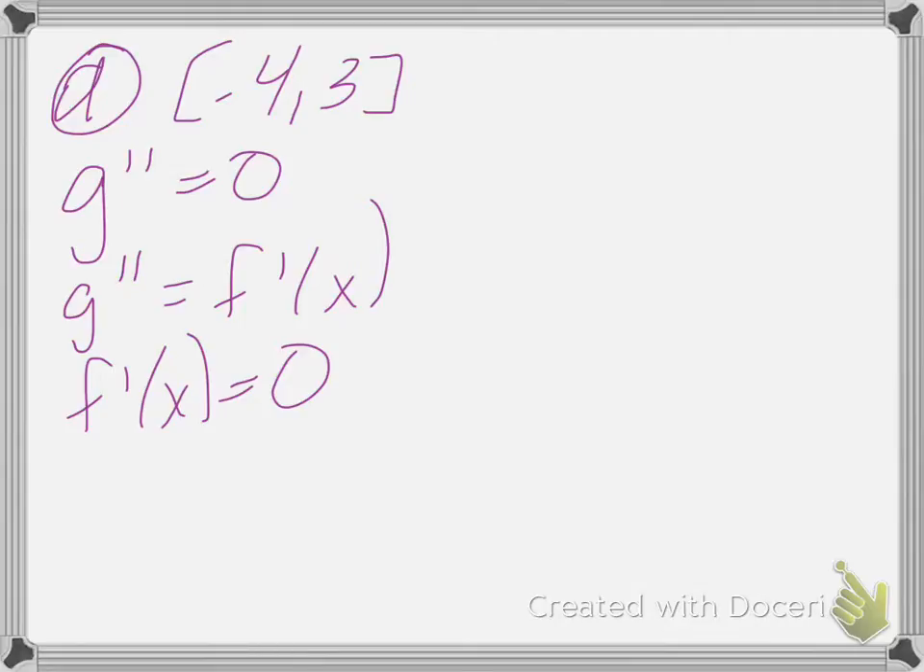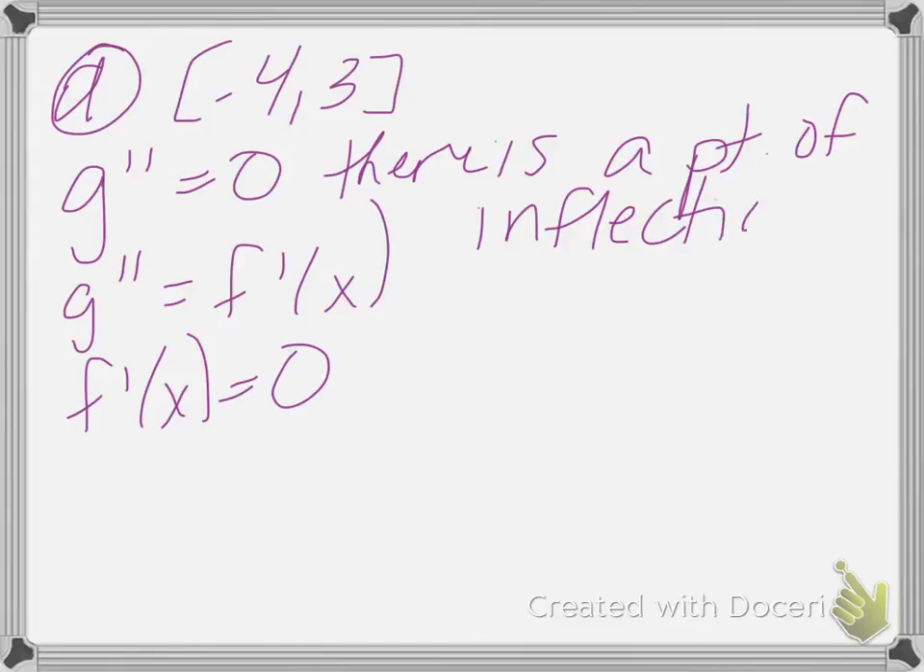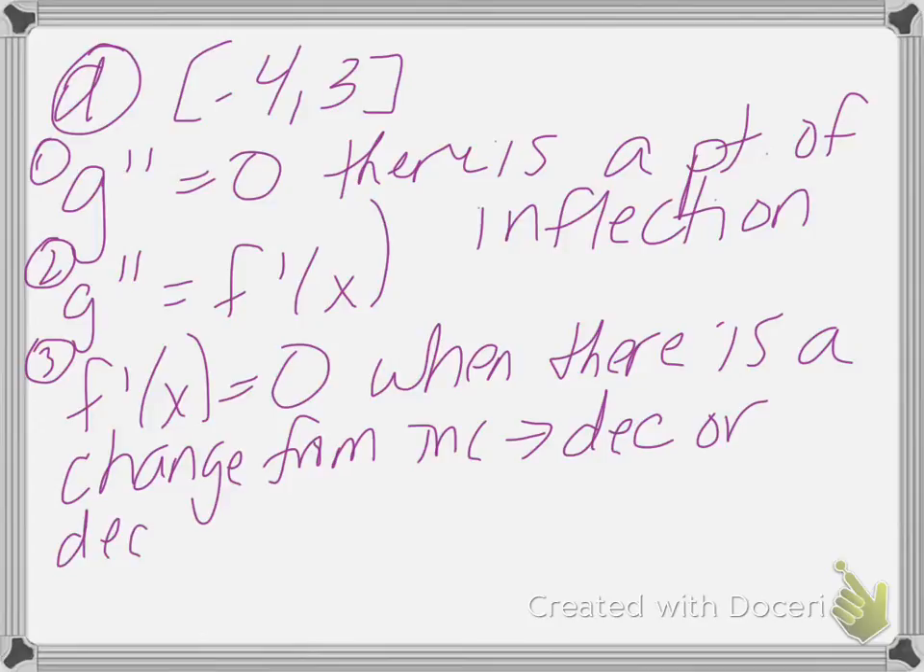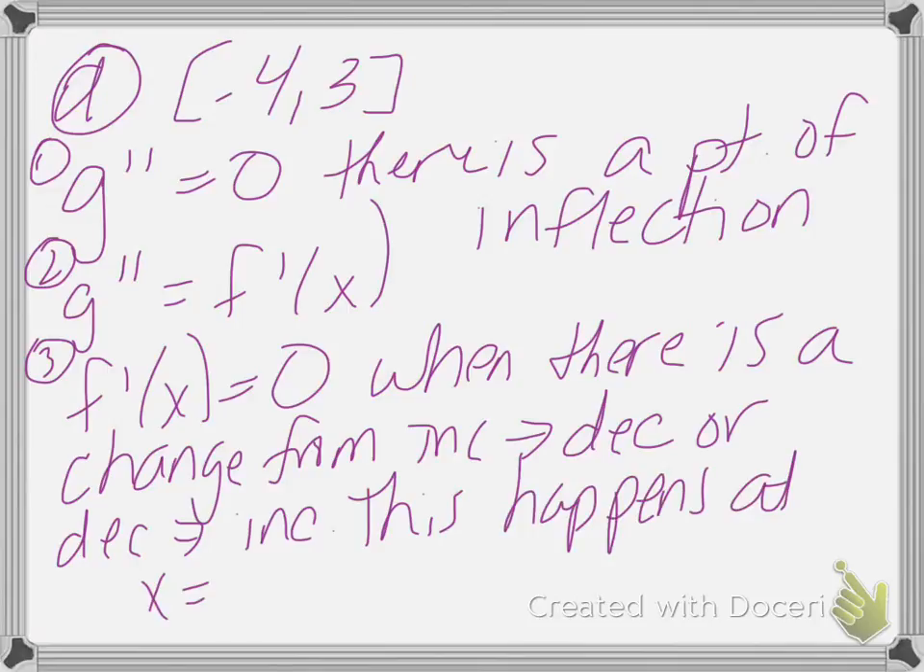And this happens at, well, this would be your explanation because it's saying explain your reasoning. So you're going to say this, that when G double prime equals 0, there is a point of inflection. Okay, that's where you'd start, number 1. Number 2 is G double prime is equal to f prime. So that means you're looking for when is f prime equal to 0, and you're going to say f prime is equal to 0 when there is a change from increasing to decreasing or decreasing to increasing. This happens at x equals -2, x equals 0, x equals 1, and that finishes number 3.